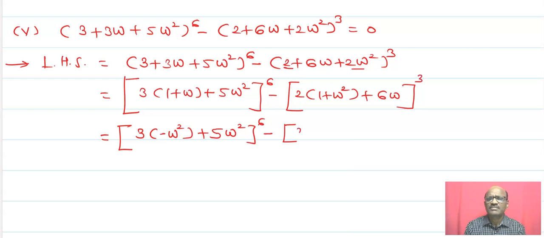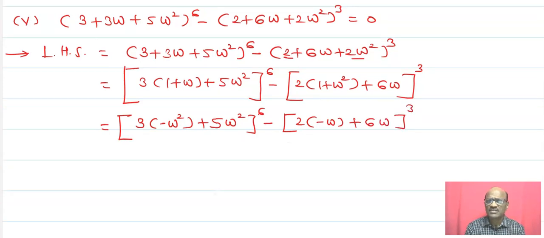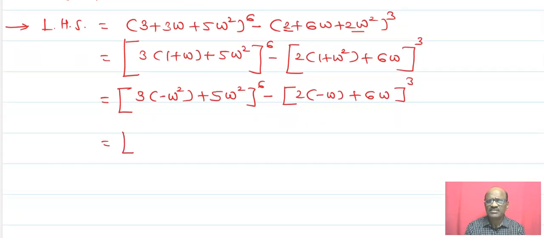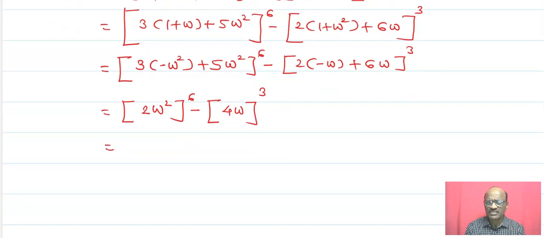Bracket raised to 3. Okay. But what is 1 plus omega? 1 plus omega is minus omega square. I have written every step solved there, you will understand very easily. That is 2 omega square bracket raised to 6 minus 4 omega bracket raised to 3.